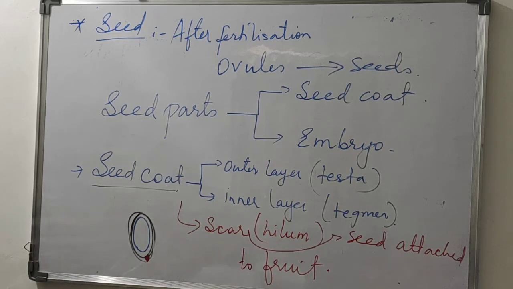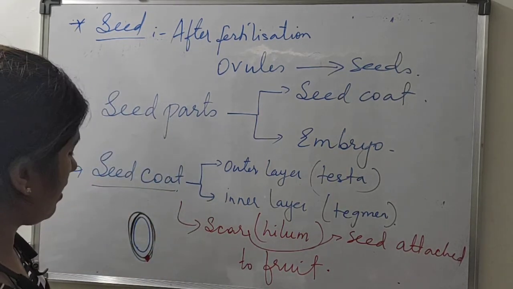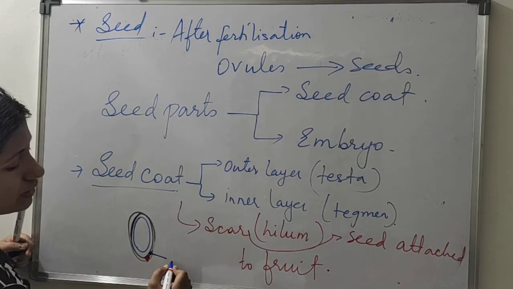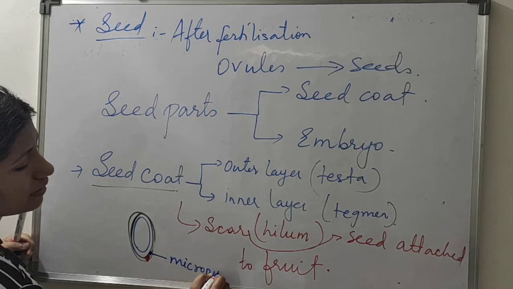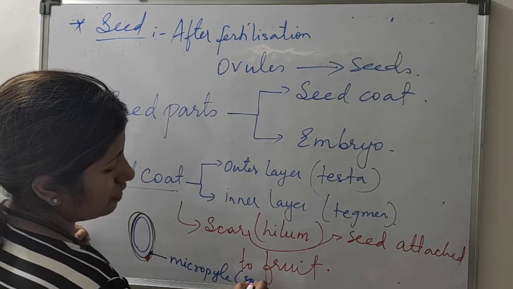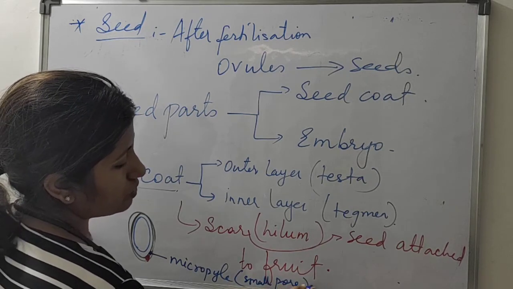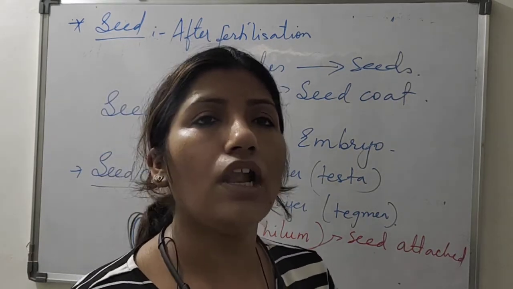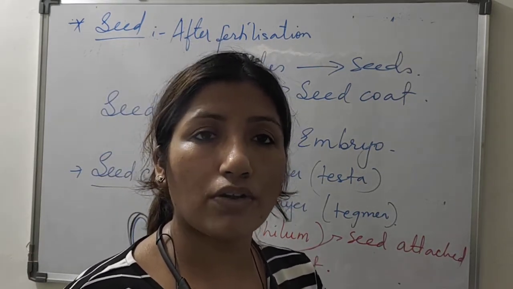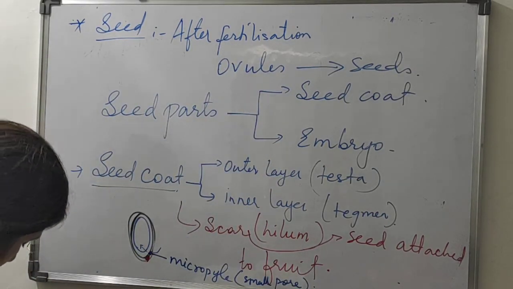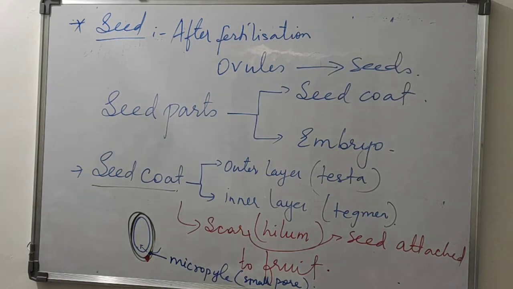Alright, and right above this hilum, there is another hole. That is known as micropyle. Okay, micropyle is a small pore, and through this pore the water goes in. When you drop this seed in the soil, you have to pour water, and the water will be sipped inside through this hole, this micropyle. Okay, so this is the general structure of the seed coat.